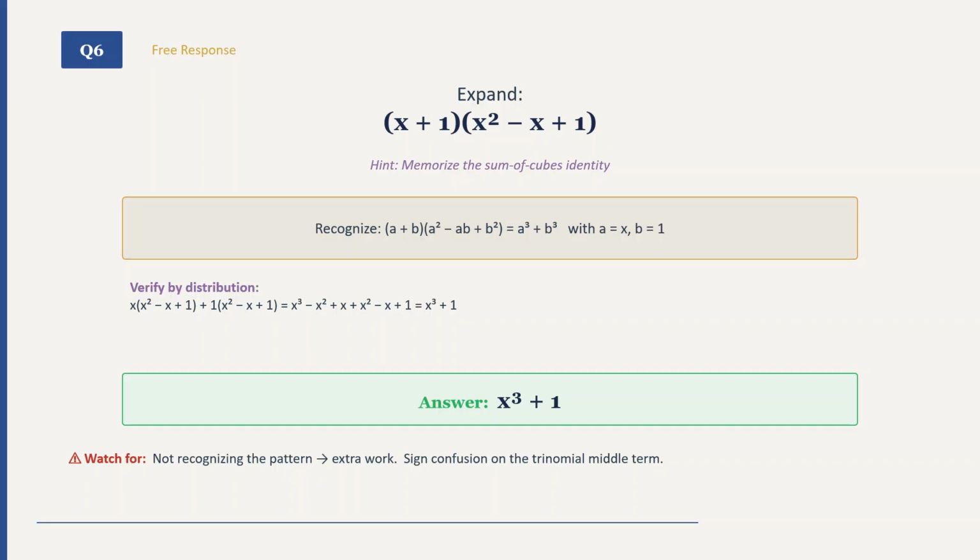This is actually the sum of cubes pattern in reverse. The quantity a plus b times the quantity a squared minus ab plus b squared always simplifies to a cubed plus b cubed. Recognizing this pattern helps you verify your algebra instantly.